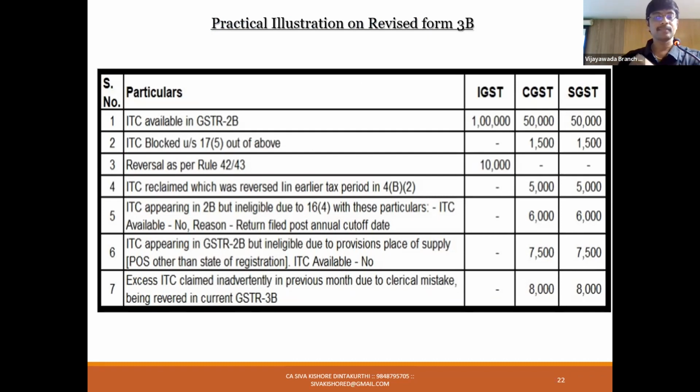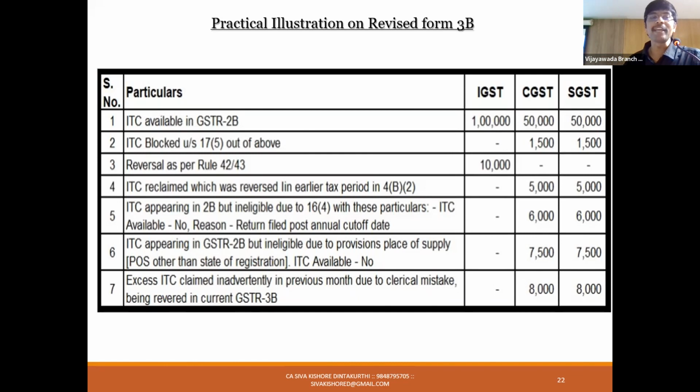Next. ITC blocked in 75. Just tell me the table number. That's enough. 4B1. Reversal as per rule 42 to 43. 4B1. ITC reclaimed which was reversed in earlier tax period. Excellent. 4A5. 4D1. I think it is deemed that you are not mentioned, because above, we cannot disclose.